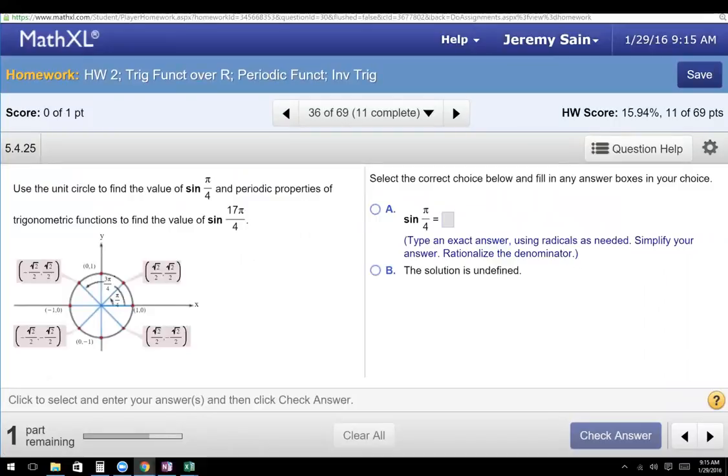So 17 over 4. 17 over 4 is 4 1/4. So that's 4 pi and another fourth. So it's going to wind up being the same as pi over 4, right? That's just 2 rotations past pi over 4. So it's in this corner, which is root 2 over 2.